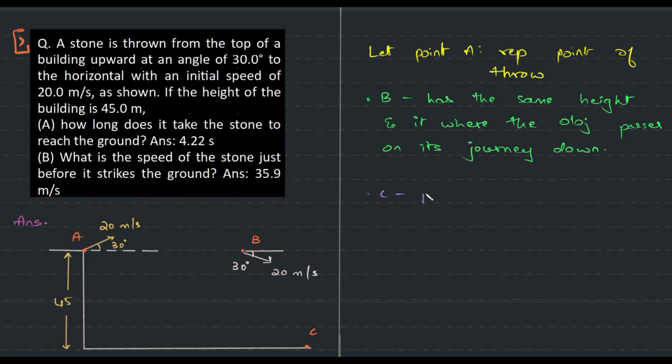And point C, the point on the ground, where the object hits, falls, or strikes the ground. Okay, so with all of this, now I start with the working. This would be a normal scenario for you guys. We have it going up, coming down, so on and so forth. All that is okay.